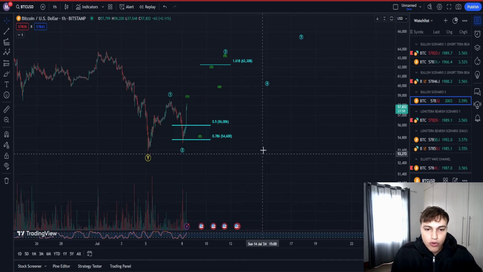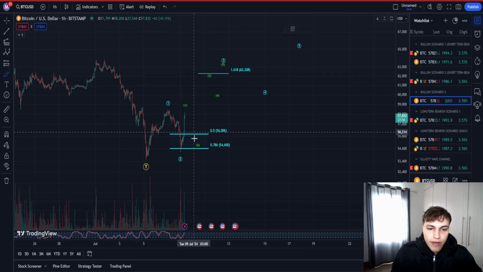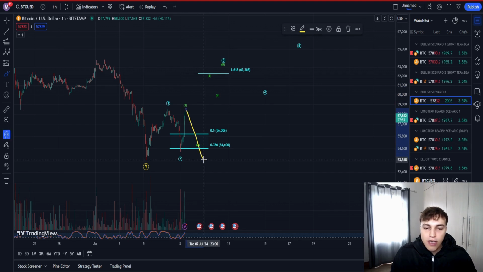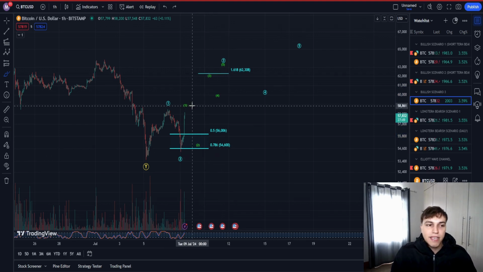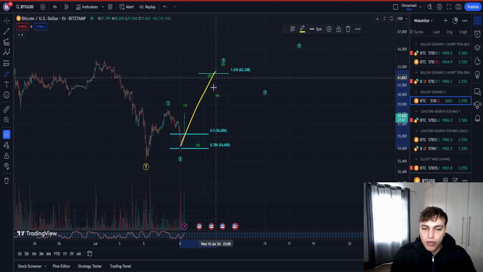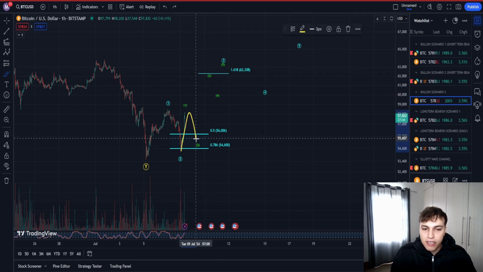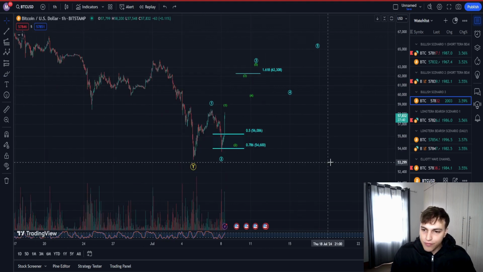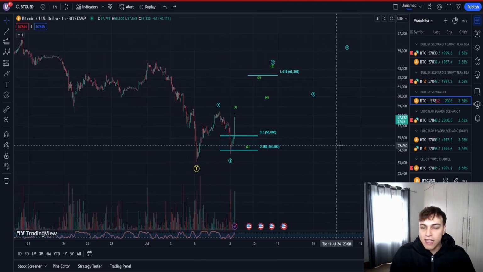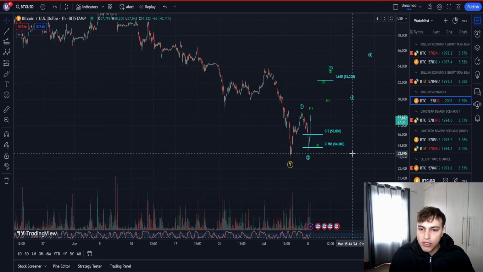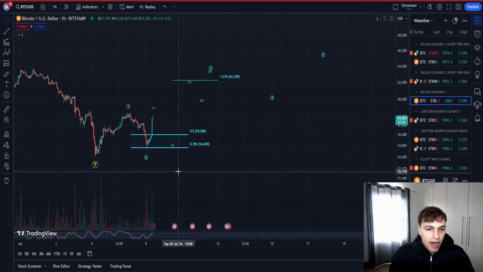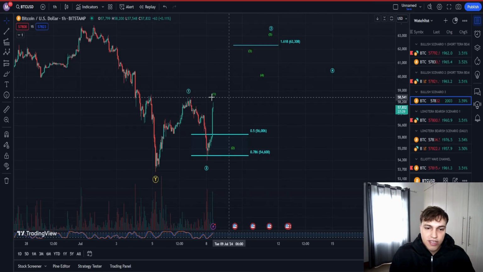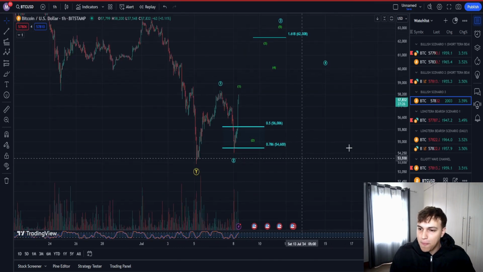Off this wave 2 low, we have seen quite a move to the upside, but if it were to crash down, this scenario would be invalidated. So in this wave 3 we have a 1, hopefully a 2, 3, 4, and then 5. So that is what we're looking for at the moment. This scenario is not the most likely one, but it is playing out quite well. So let's see how price reacts to this wave 1 high.